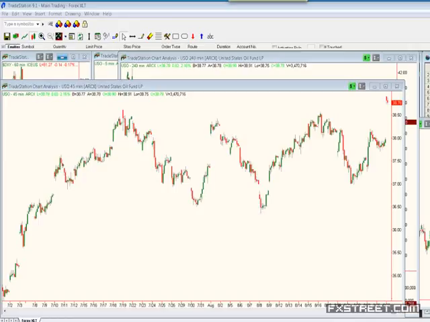Kilo, I see your question. How many pips above a level? My rule of thumb is whatever you're going to do in the future, double it on the spot. So if you're going to go two ticks above a level in the future, maybe go 4 to 5 in the spot. That's kind of my rule of thumb.